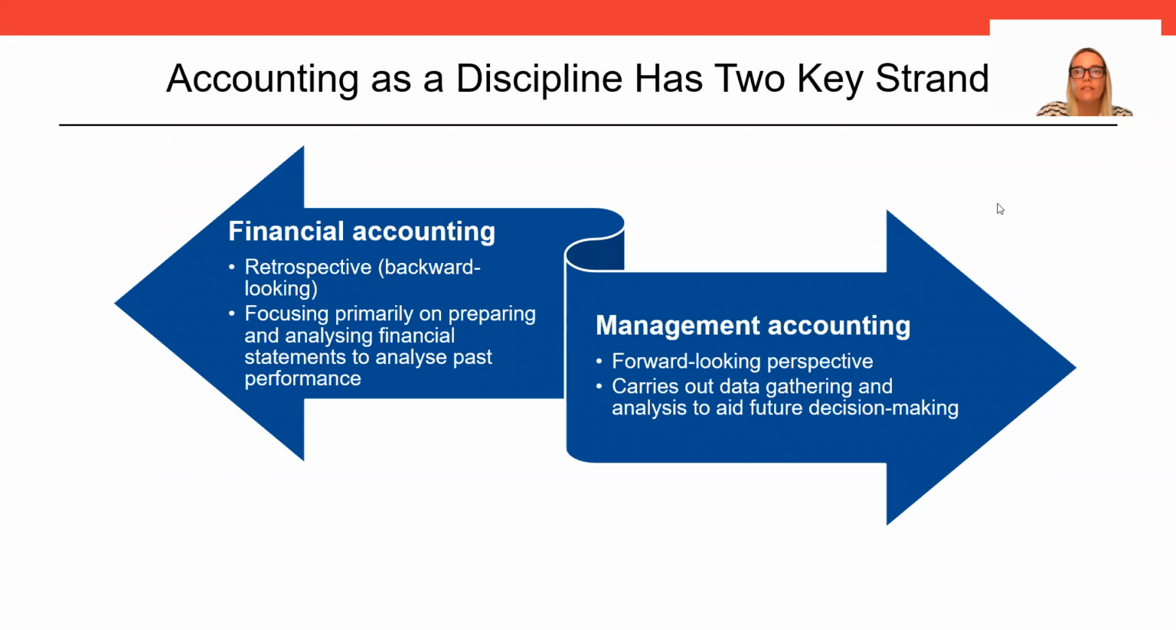Well, we can see accounting as a discipline that has two key strands. The first strand is financial accounting, which is retrospective, looking backwards, and focuses primarily on preparing and analysing the financial statements to analyse past performance. So when we cover financial accounting in the next module, you will see this in more detail. And it's very much focused on preparing those financial statements that are shared with key stakeholders and in particular shareholders.